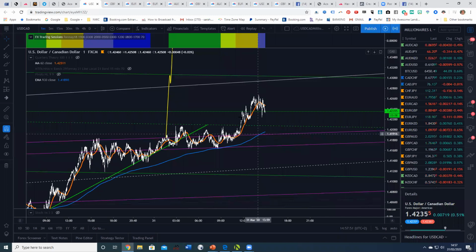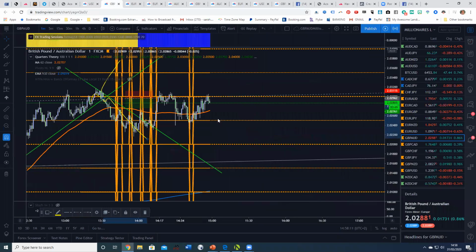So it's broken down. It's probably coming back down to this level. So that's a green pitchfork and a purple one. So there's no trade for me there until it either goes up there or it comes back down into these outer extensions. GA, oh, that's on quarter theory as well.